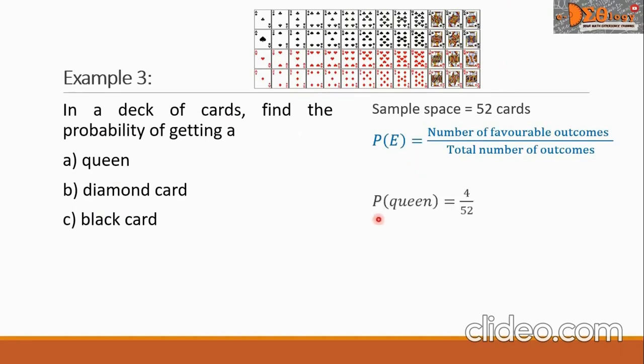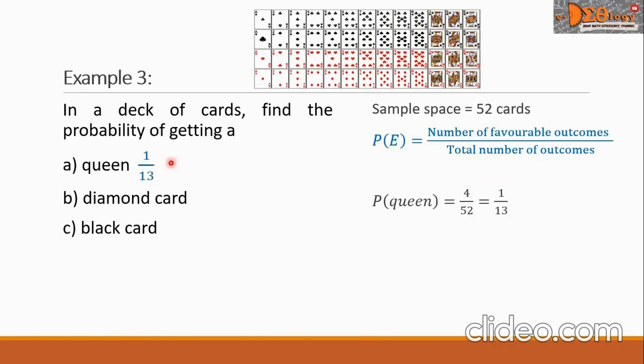To get the probability of getting a queen. In a deck of cards, there are 4 queens. So we write here 4 over the total number of outcomes, which is 52. So this is 4 over 52. Then to simplify, this is equal now to 1 over 13. This answer we will write opposite letter A. Then let us proceed with problem B.